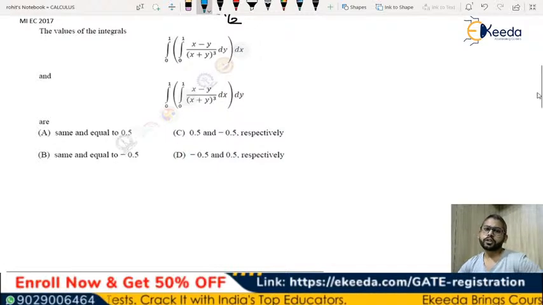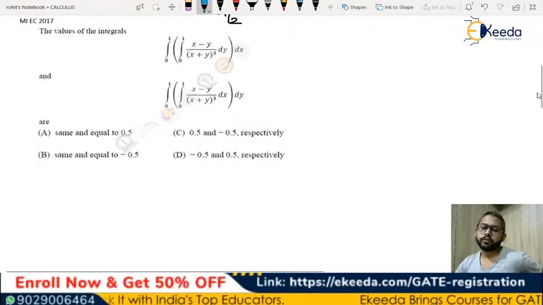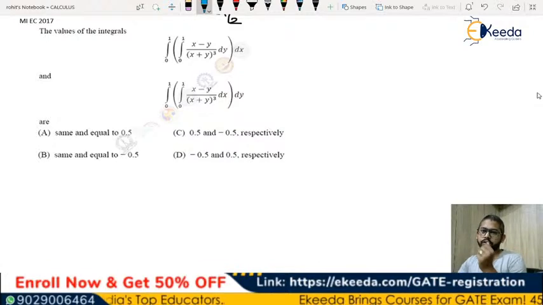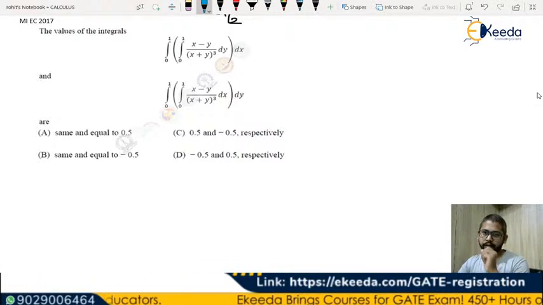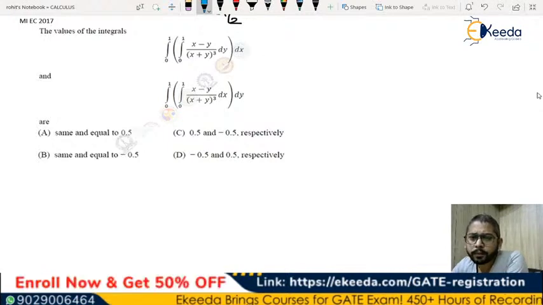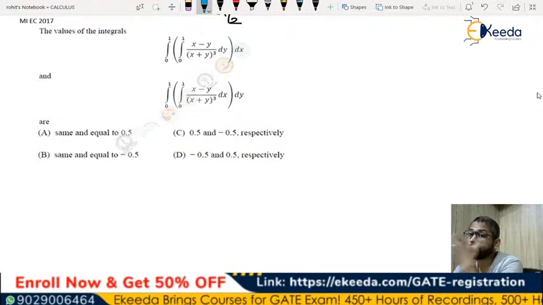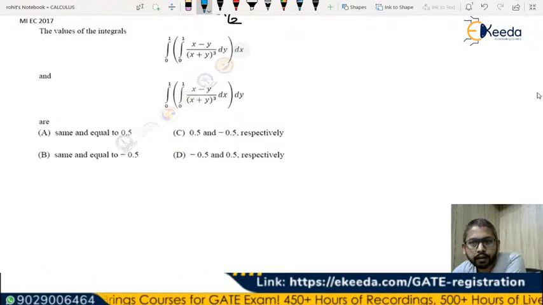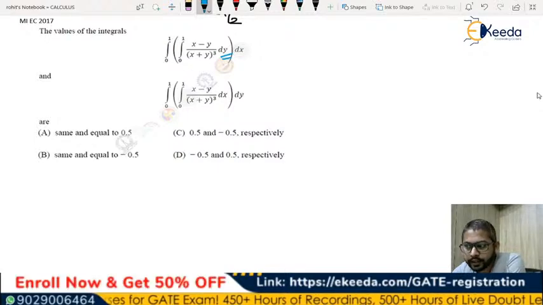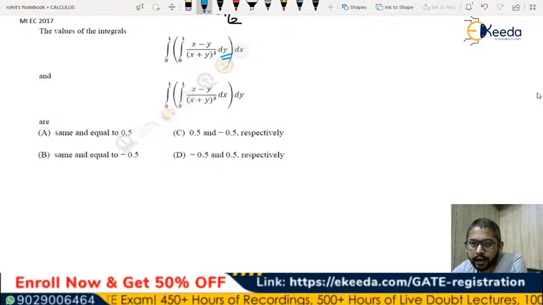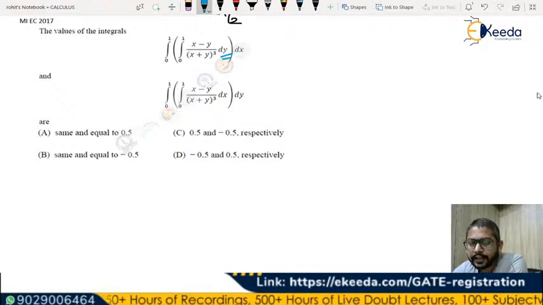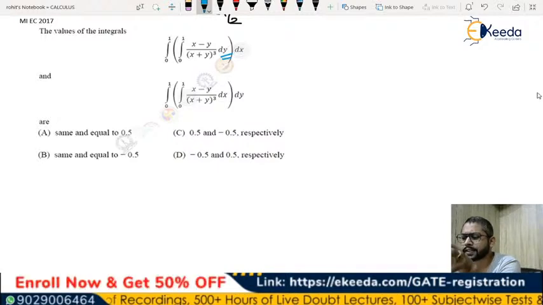This is a 2 marks question from the EC department, 2017. We have to find the integration of the function given here. So when you are integrating in terms of the first variable, the inside one, so this is dy, you'll have to take x as a constant, or you can say you are fixing it.